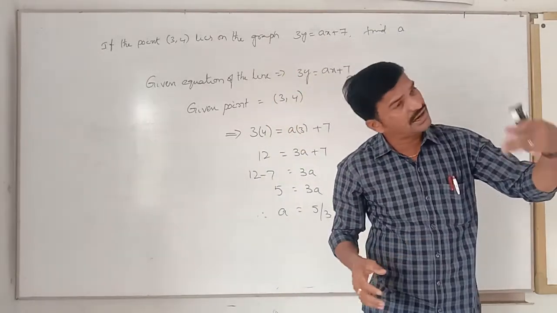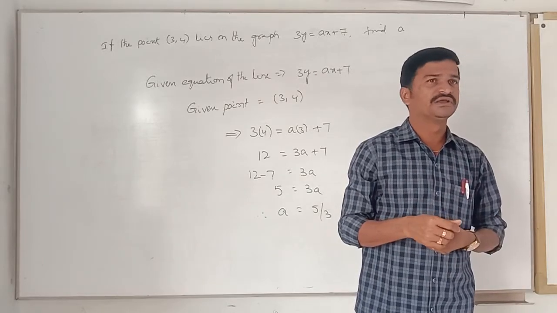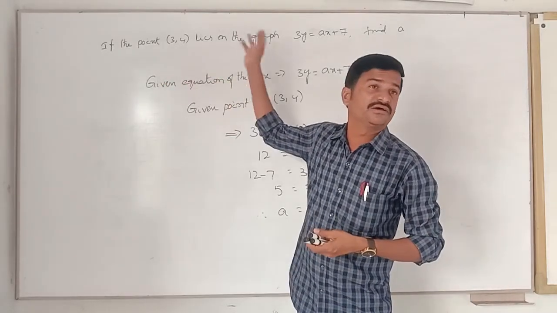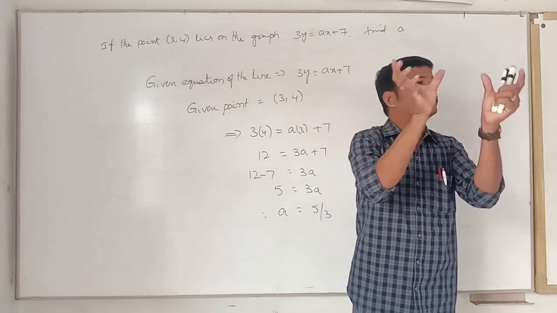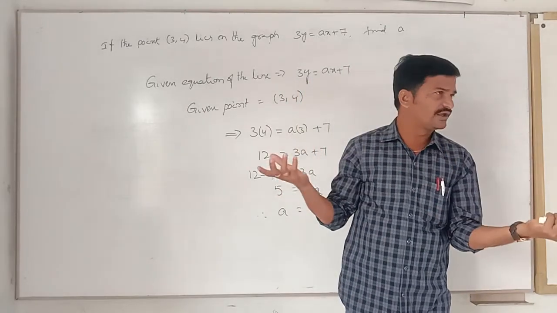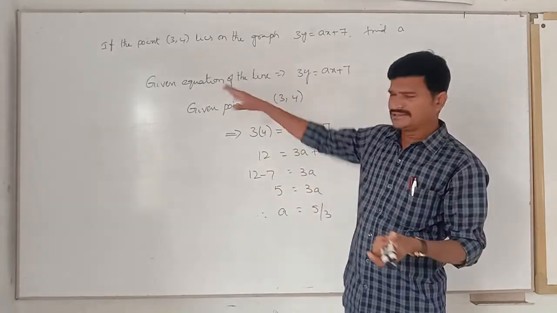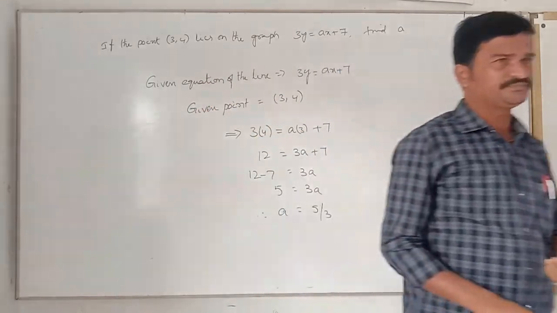There are other models also. We have verified already in our previous examples: check whether the point is lying on the graph or not. How can we check? We can substitute that point. When we get a true statement, it is lying on the graph. When we get a false statement, it does not lie. Are you clear? That's all. Please note this down.